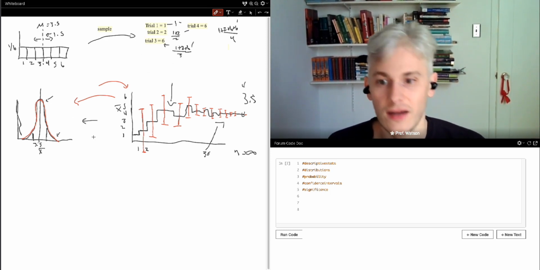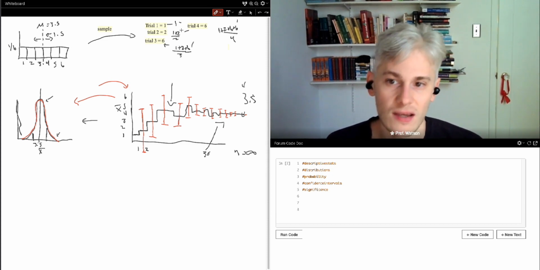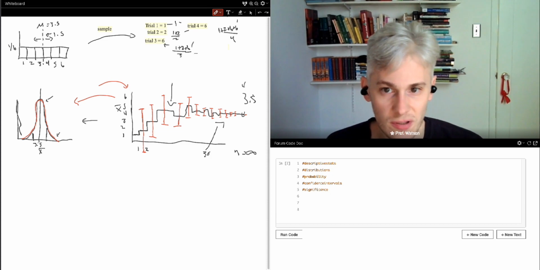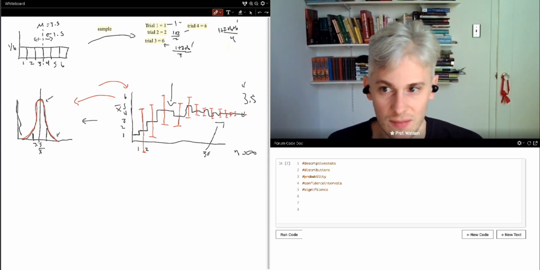So now think about what we're doing: rolling this die over and over again. We know the population mean looks like this. We're rolling it a bunch of times. The more times we roll it, the more confident we are that the average of that sample is close to the average of the population.